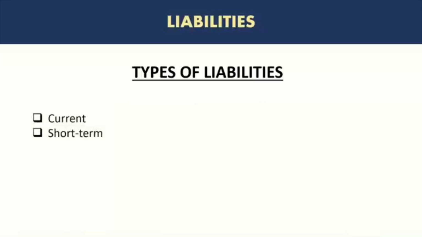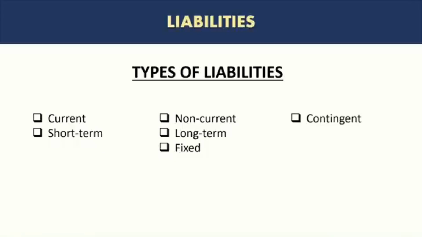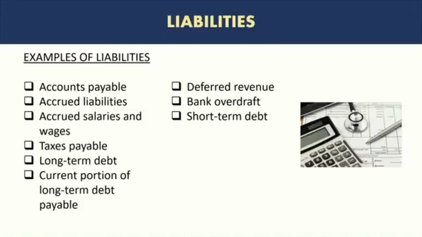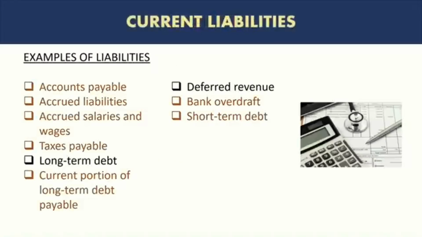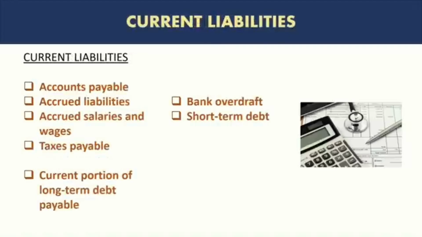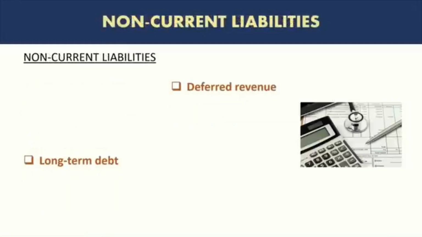Types of liabilities: similar to assets, there is a current or short-term liability, a non-current or long-term liability, and another category which is contingent liabilities. If we look at our list, the current liabilities would be accounts payable, accrued liabilities, accrued salaries and wages, taxes payable usually, current portion of long-term loan, bank overdrafts, and short-term debt. And then non-current liabilities: deferred revenue is one non-current liability, and long-term debt, of course, is a long-term liability.